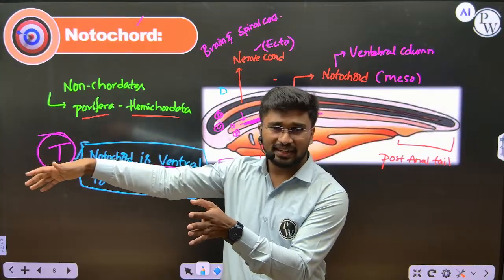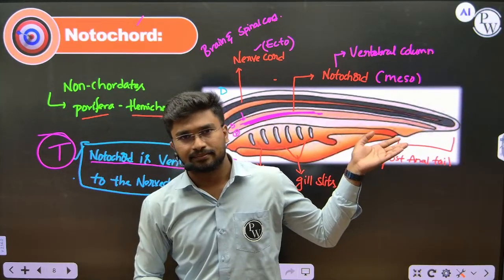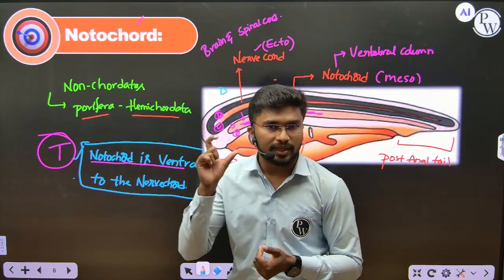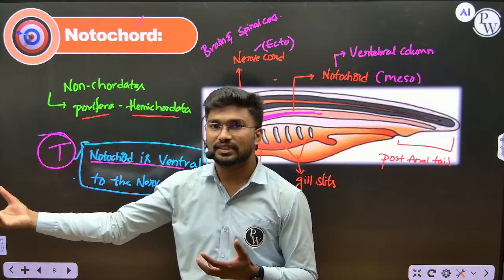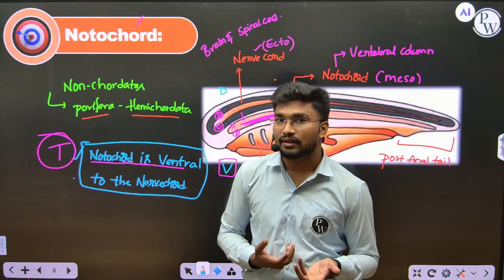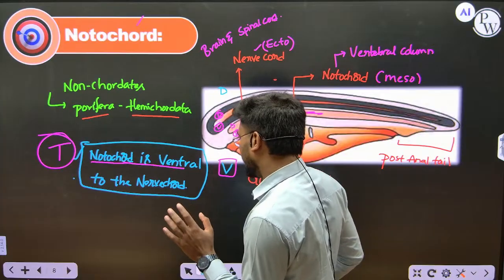We studied, right? Based on what did we classify these phyla? First we studied level of organization: the body is made up of cells, tissues, or organ systems. Next one, body plan. Body plan in the sense what? If you are taking some animals, I will just give an overview here.